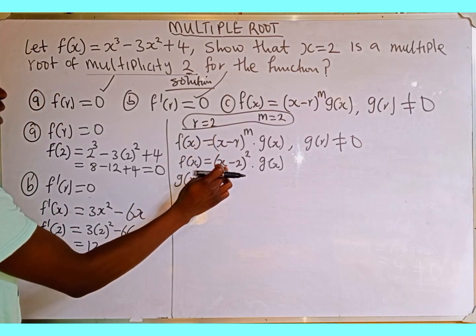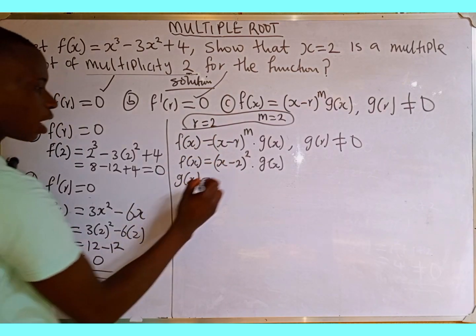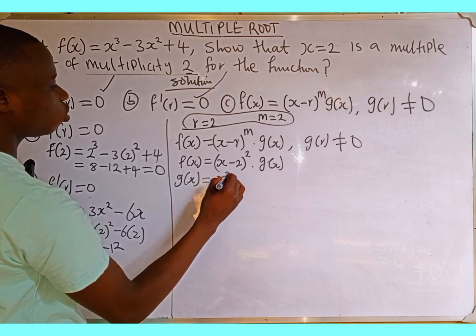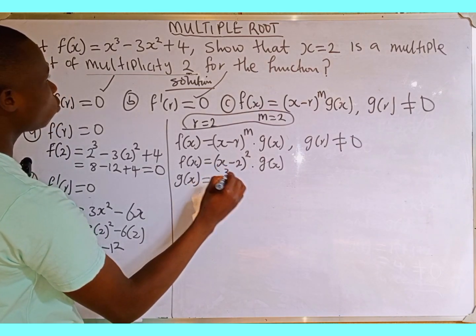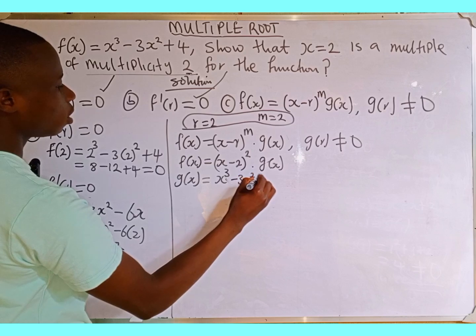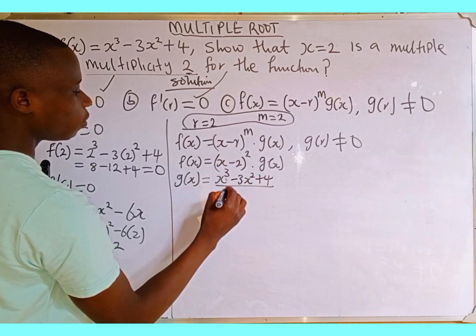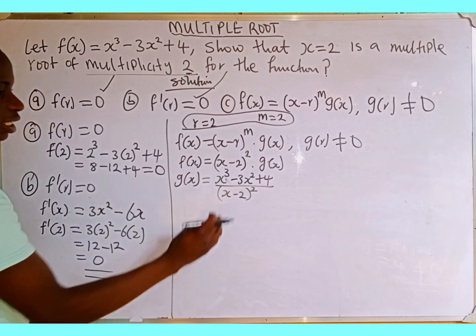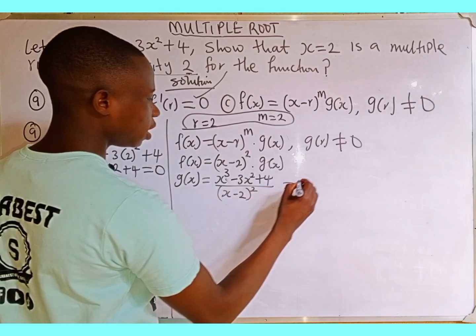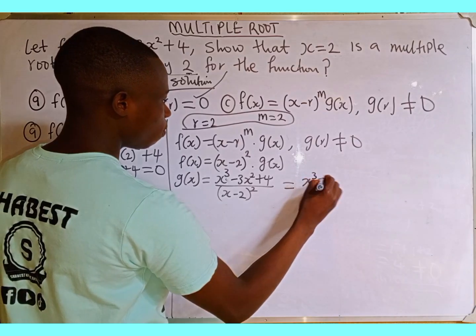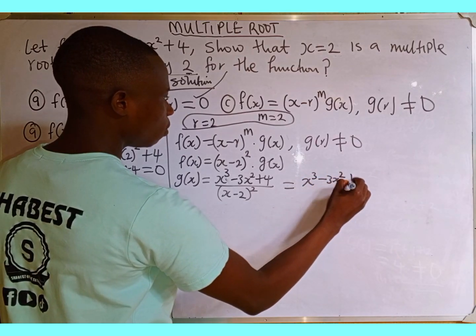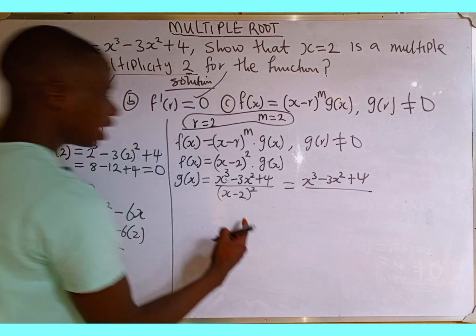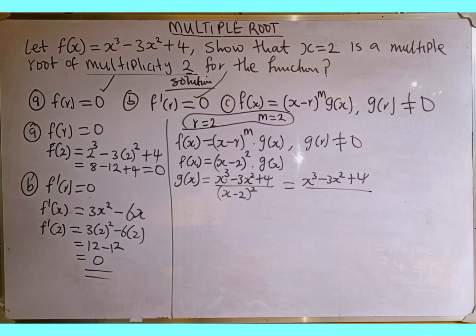The function divided by x minus 2 squared. And the function given is x cubed minus 3x squared plus 4, divided by x minus 2 all to power of 2. And this can also be written as x cubed minus 3x squared plus 4 divided by x minus 2 squared, which implies x minus 2 multiplied by x minus 2.